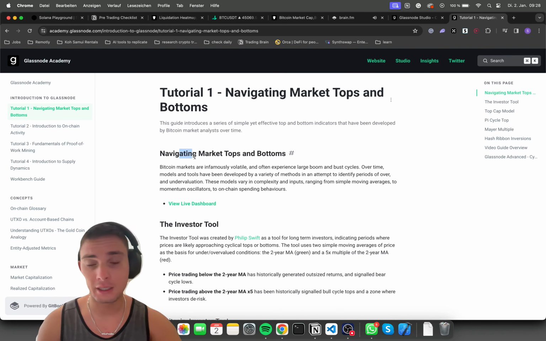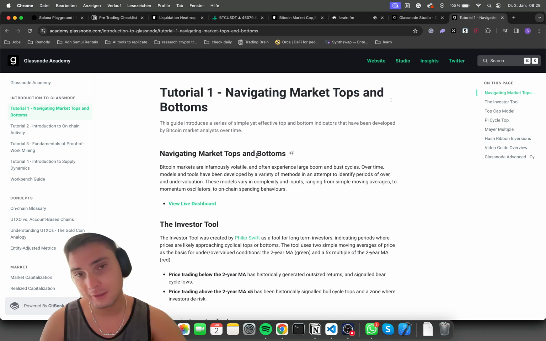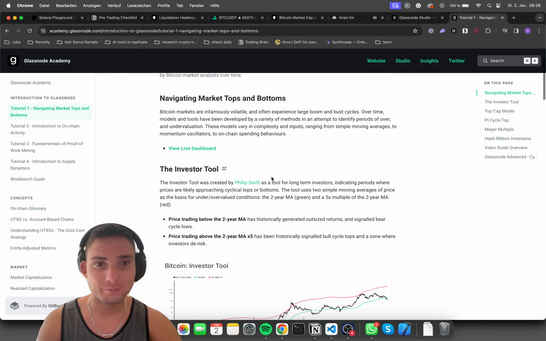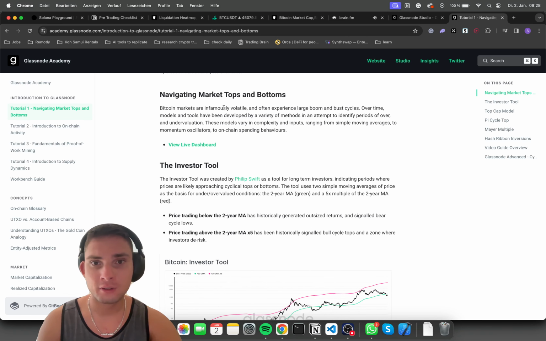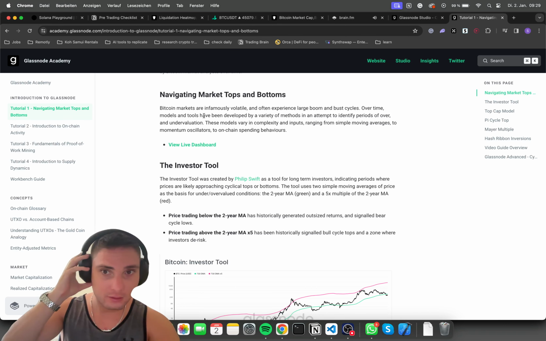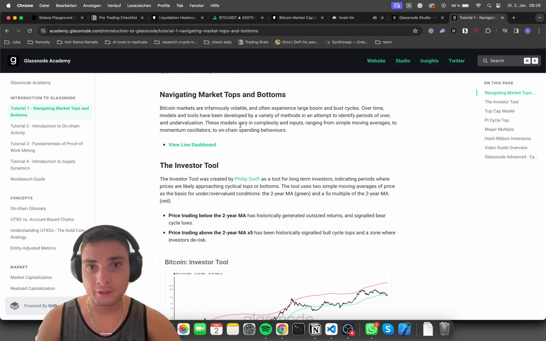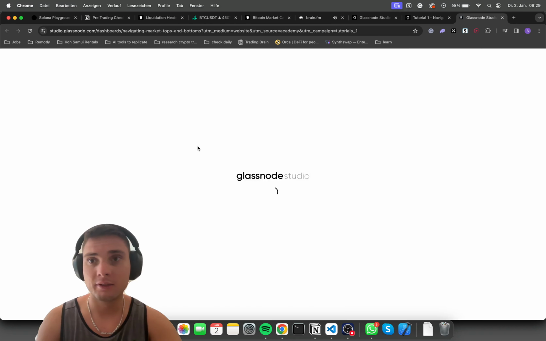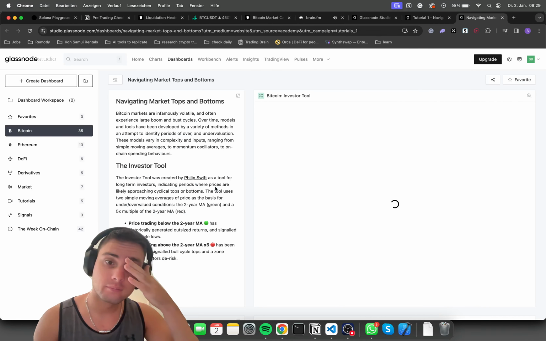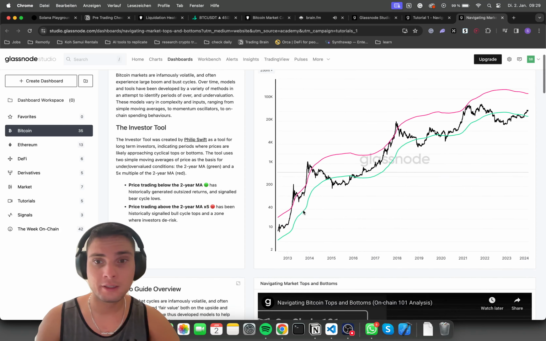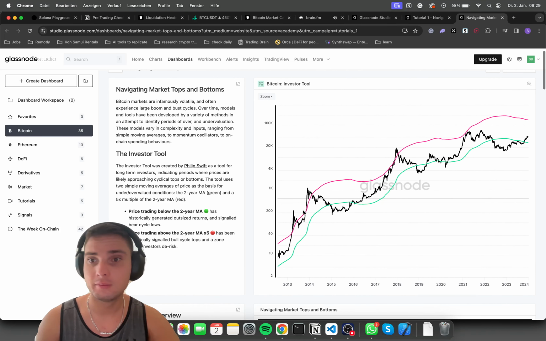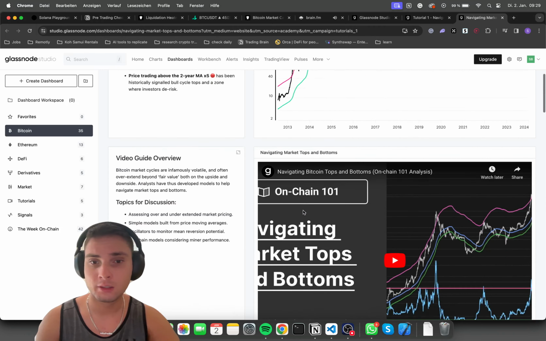So we want to navigate market tops and bottoms, of course. We want to sell at peak top and buy at bottom. That's the goal. Bitcoin markets are infamous volatile. Over time, models and tools have been developed by various. These models vary in complexity and inputs, ranging from simple moving averages to momentum to on-chain. Okay, let's see what we get here. Navigating market tops and bottoms.